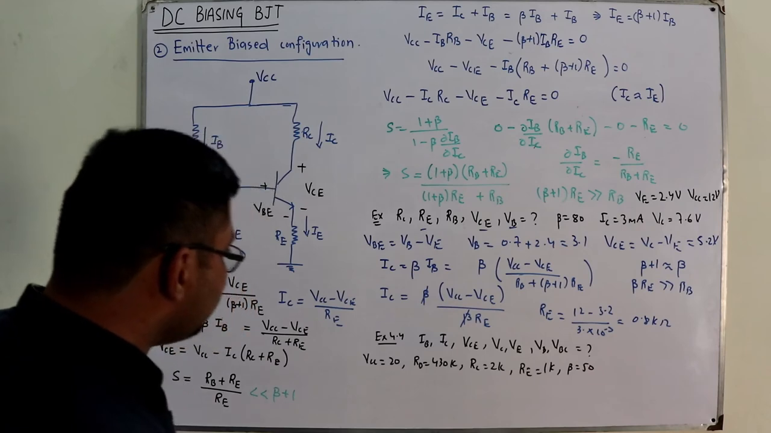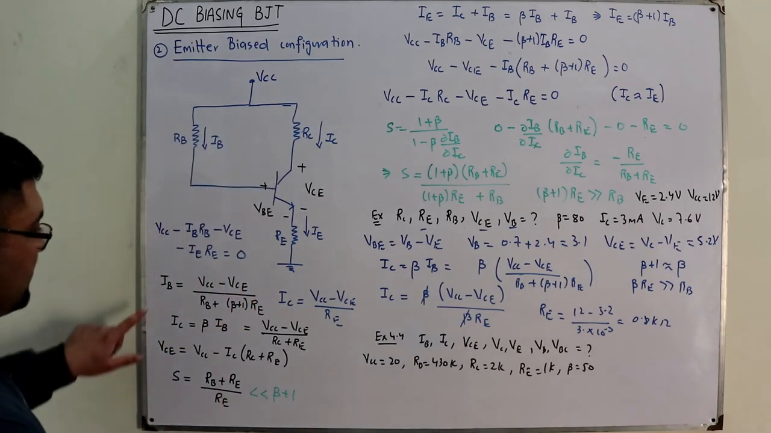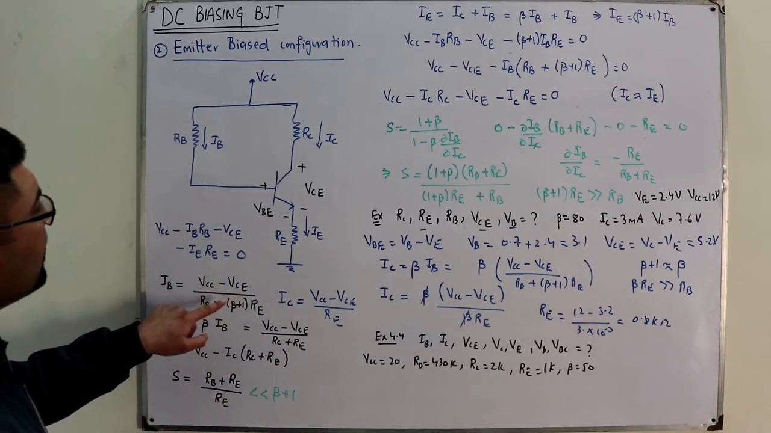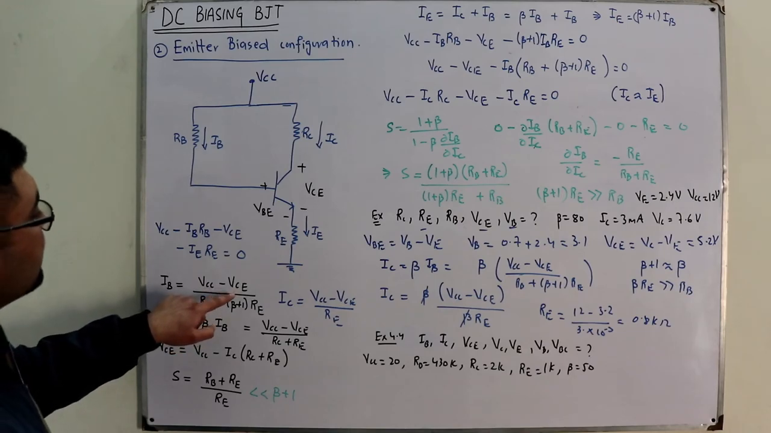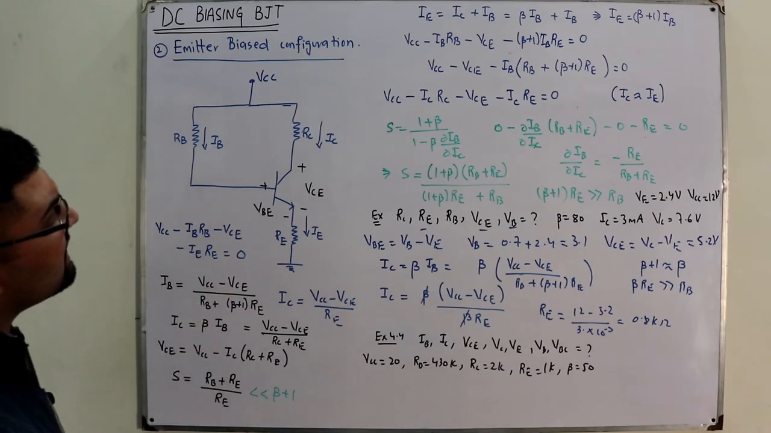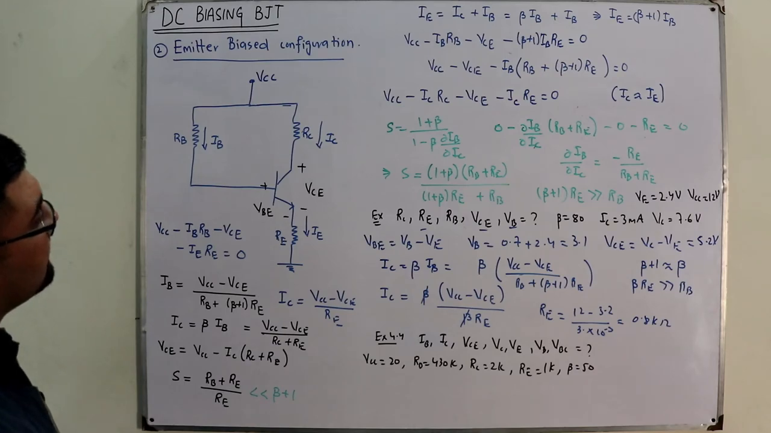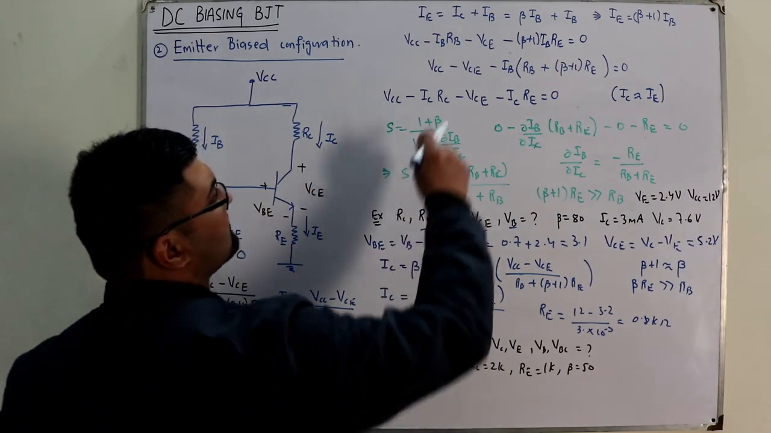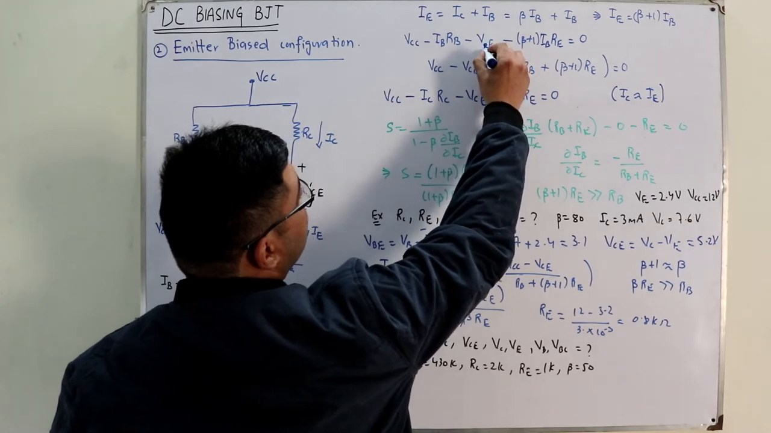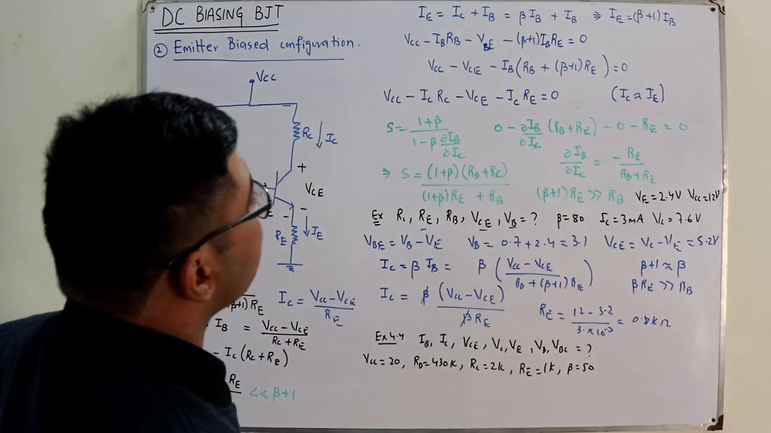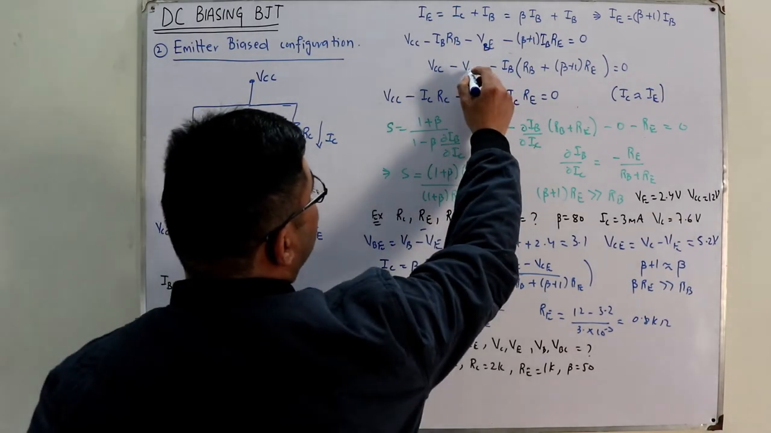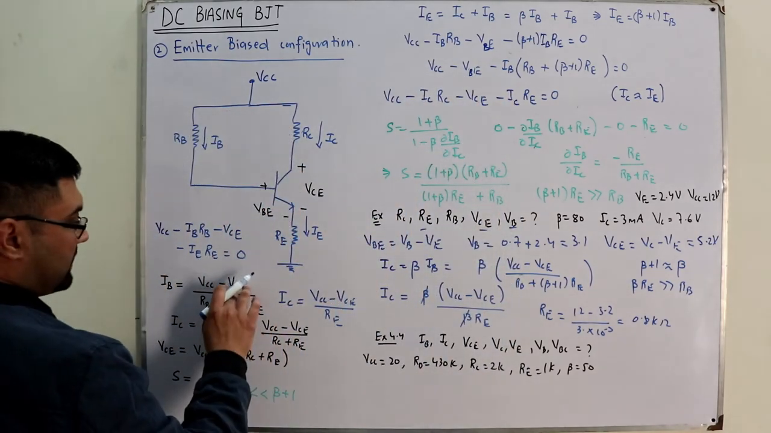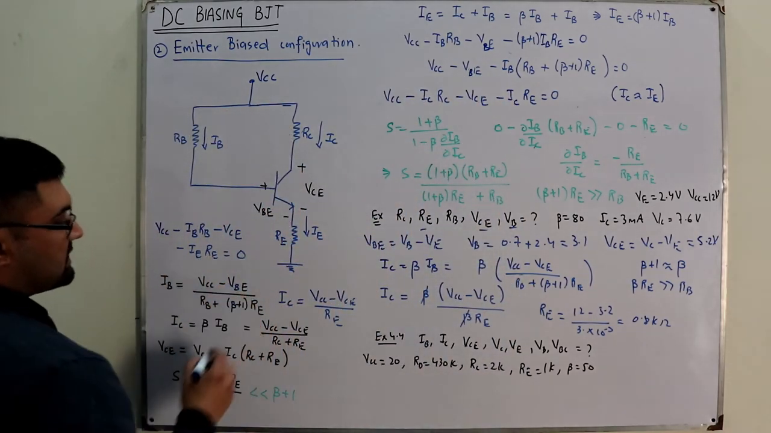The first thing is IB. So IB is what? IB is VCC minus VCE. No, not VCE. This is VBE. I have a mistake somewhere. Have a look. This VCE, this is the mistake. This is BE. Do the corrections for yourself, please. This is BE, okay? So I may have confused it in the previous example as well.